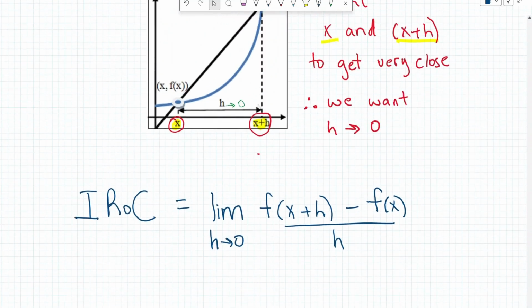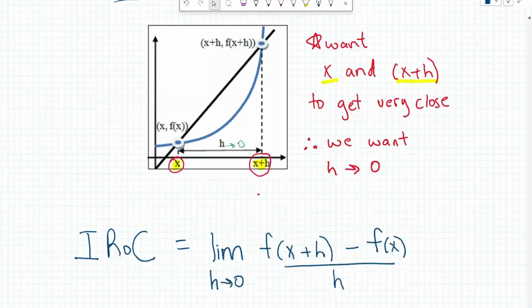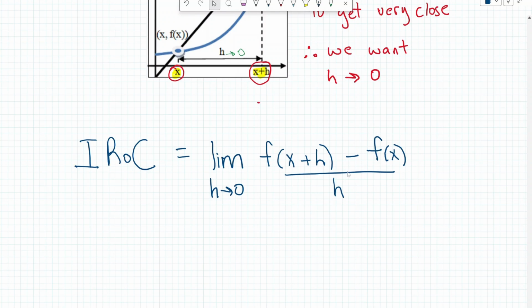So let's look at our plot again over here. So we want to look at the difference. What is the point of our function at f of x and our point of our function at f of x plus h when h gets really small? So instead of the average rate of change, we want to find that instantaneous rate of change.